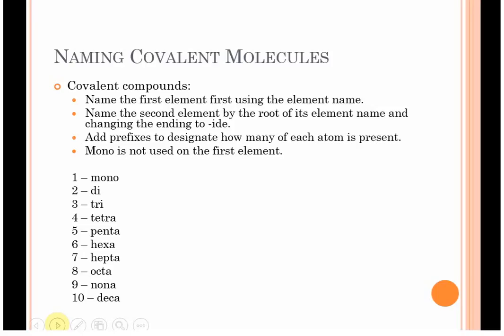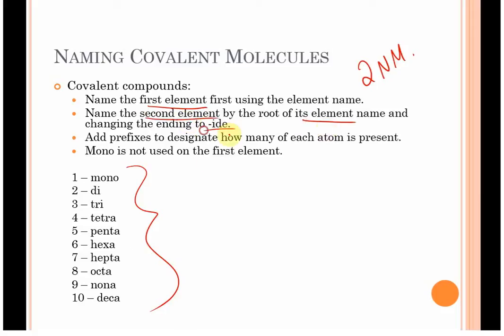Now, covalent compounds are usually the easiest for people to understand. This is going to be 2 nonmetals, and when you have 2 nonmetals, you're going to use a series of prefixes. So you're going to name the first element using its element name, the second element by the root of the element name ending in "ide," and then you're going to add prefixes to indicate the number of each atom. The exception is you do not use mono on the first element.